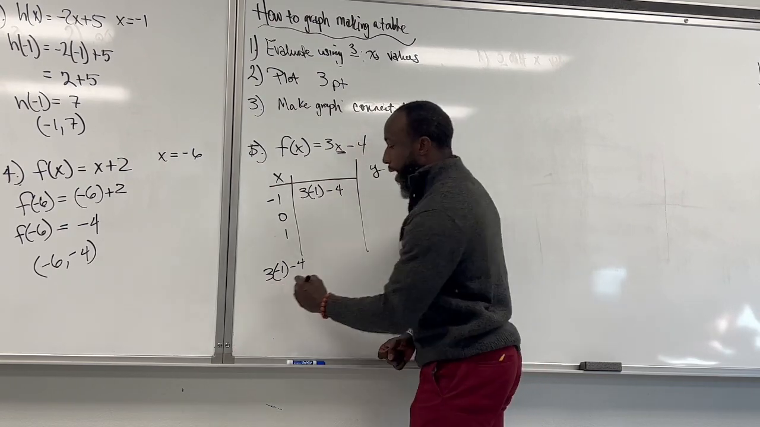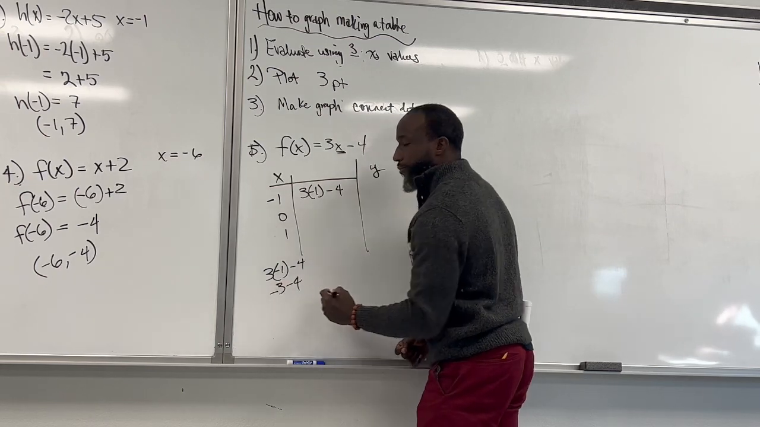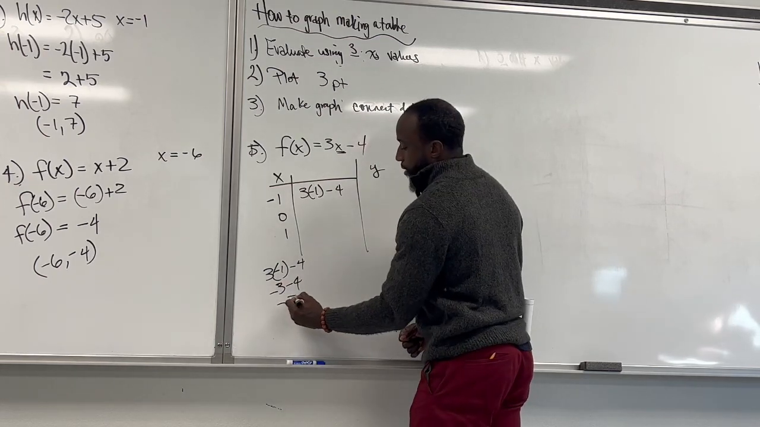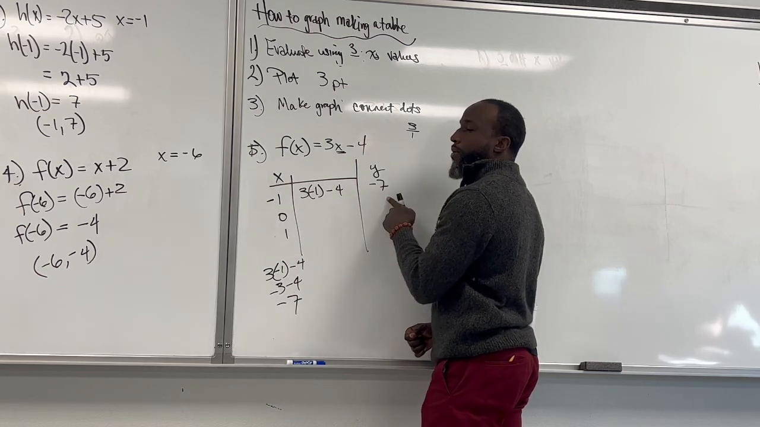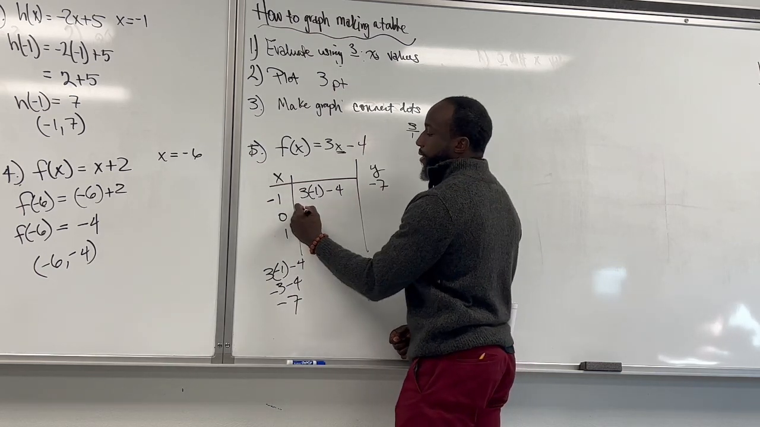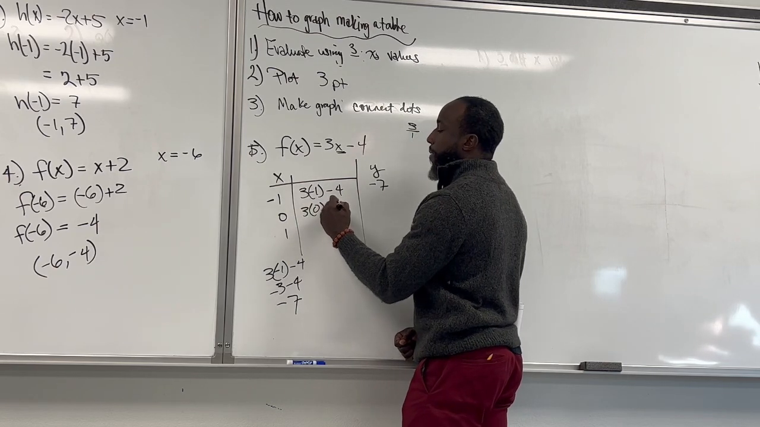-3 minus 4? -7. Same sign, add and keep. So when x is -1, y is -7. All right? The next one is 3 times 0 minus 4.